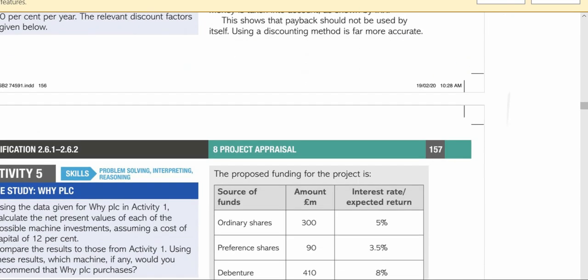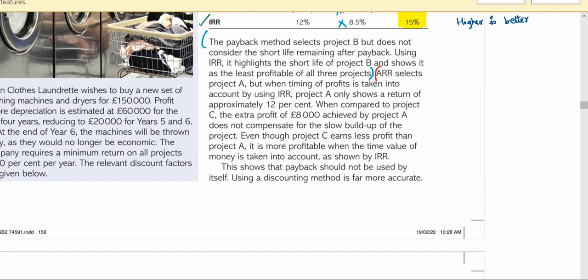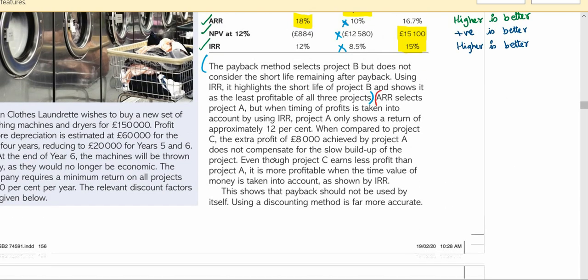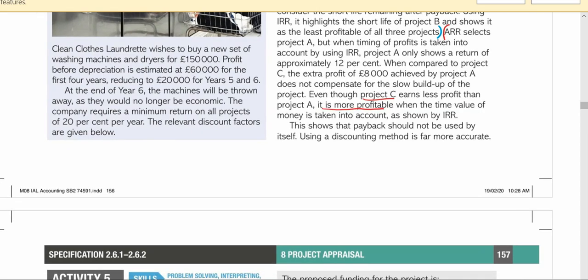Now move to project C. Even though project C earns less profit than project A, it is more profitable. Project C is more profitable when the time value of money is taken into account. This shows that payback should not be used by itself. Using a discounted method is far more accurate.